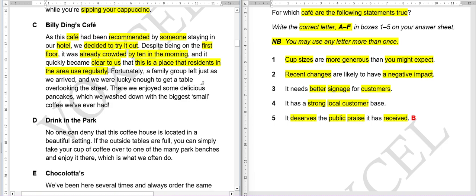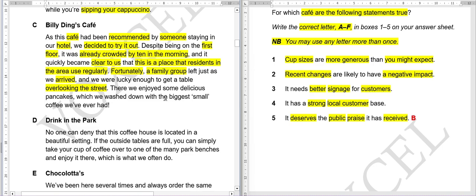Fortunately, a family group left just as we arrived. So the main thing they are saying is that they were fortunate because a family group just left when they arrived. So they got a seat. Otherwise, they wouldn't have gotten a seat. We were lucky enough to get a table overlooking the street. So they were lucky. They got the table that gave them the view of the street.